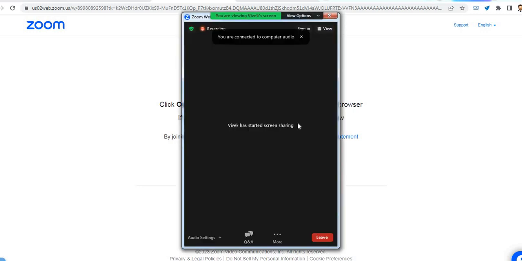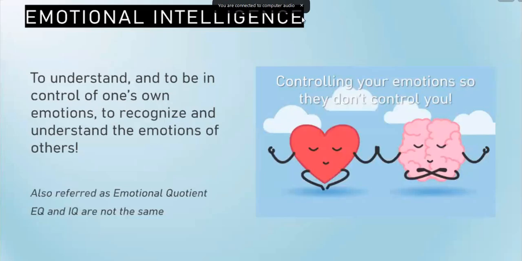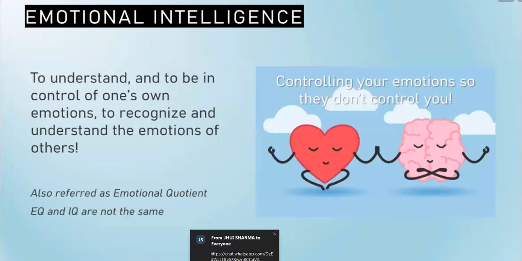and how you connect with them, progress, right? So it's all about taking control of your own emotions, recognizing them, understanding them, and also understanding the emotions of others while you are interacting with them. So it's a social skill. And it's important because we should control our emotions instead of our emotions controlling us.